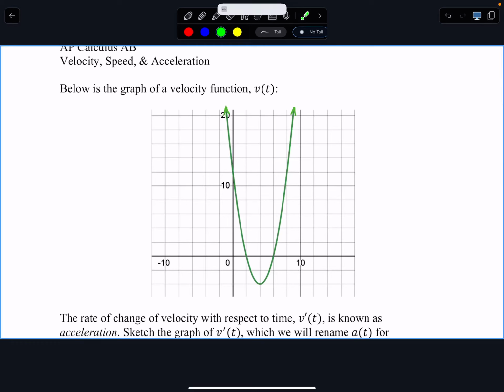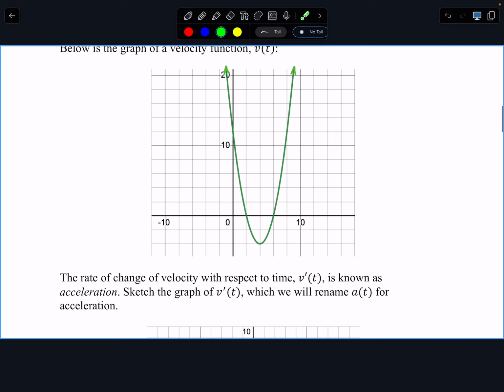It would be helpful for you guys. I've given you the graph of what I'm saying is a velocity function, v of t. The rate of change of velocity with respect to time, v prime of t, is acceleration. So I ask you to sketch the graph of v prime of t.